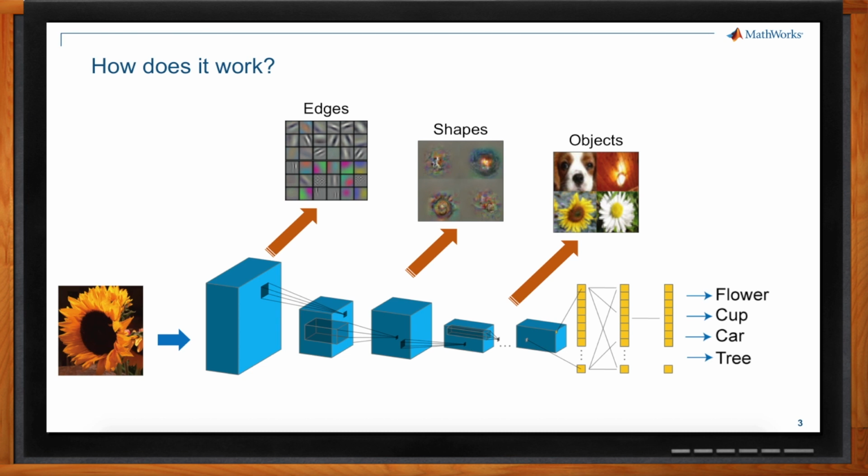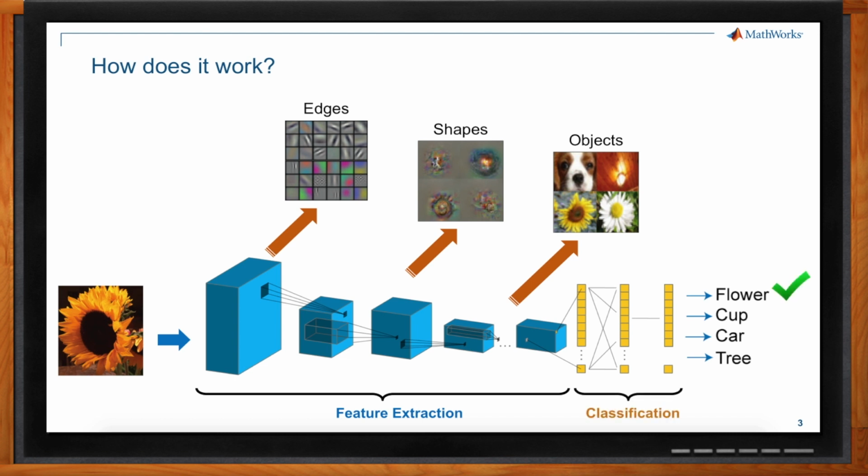So at this point, we have identified features which represent certain objects. So the deep learning network is really a feature extractor in that sense. So it's extracting features from our images. And then finally, the last few layers are what we call classification layers. And they are trying to classify the features that we have just detected so that we can come up and say that this is a flower.